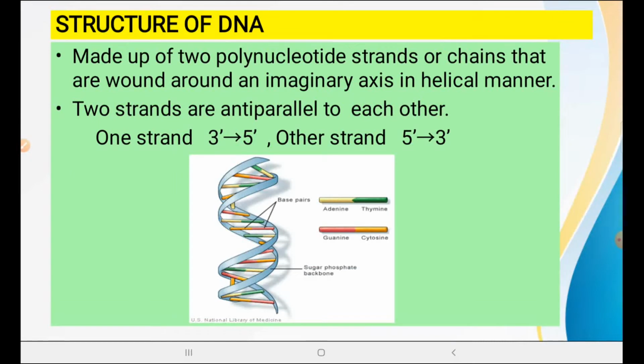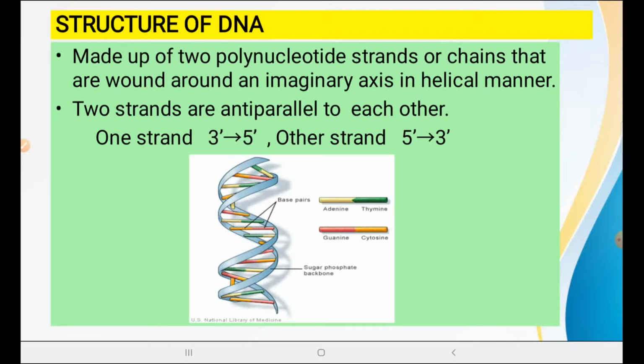First one is that the DNA is made up of two polynucleotide strands. You have already been taught what polynucleotide is. That means made up of many nucleotides. So DNA is made up of two polynucleotide chains which wound around an imaginary axis in a helical manner, forming a right-handed double helix.